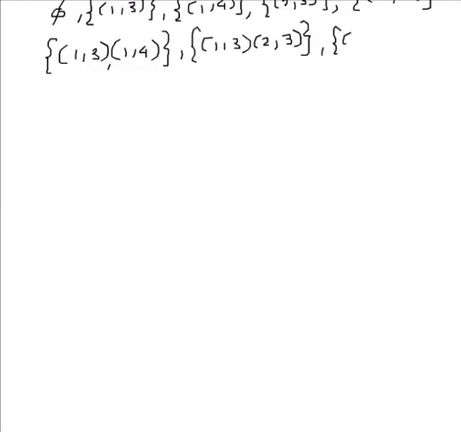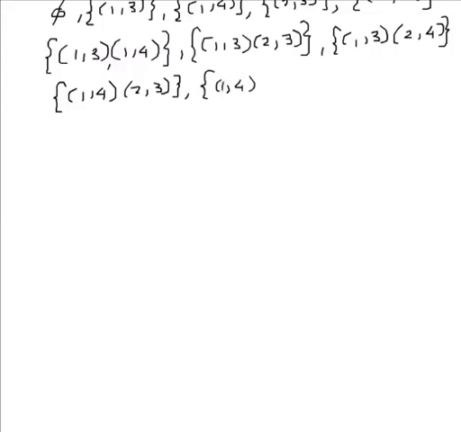And then 1, 3 and 2, 4. All combinations of 2, 2 elements I am writing. 1, 4, 2, 3. 1, 4, 2, 4. And then 2, 3, 2, 4. So I wrote all possible combinations of 2, 2 elements.